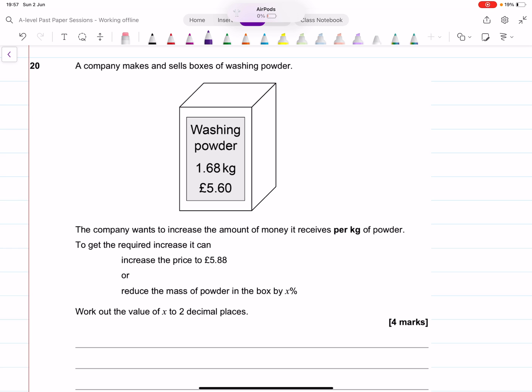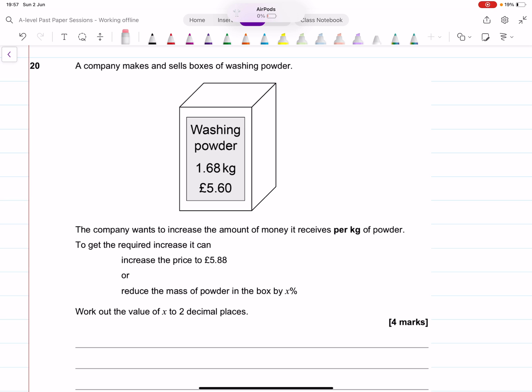Okay. A company makes and sells boxes of washing powder. The company wants to increase the amount of money it receives per kg of powder. To get the required increase, it can increase the price to 5.88 pounds or reduce the mass of powder in the box by X%. Work out the value of X to 2 decimal places. Okay. Now, she can do one of these two things, right? She can either increase the price to 5.88 pounds. She wants to increase the total amount that she's receiving per kg.